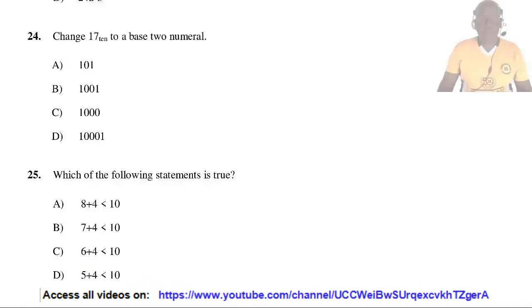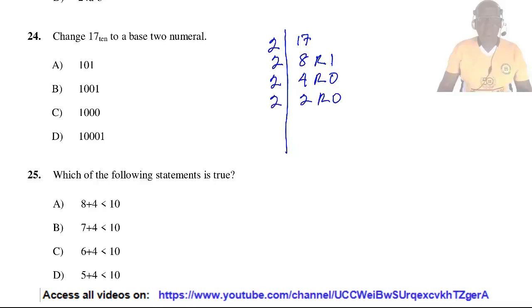Question 24. Change 17 in base 10 to a base 2 numeral. That is 17. We shall divide by 2. 2 goes into 17, 8, remainder 1. 2 goes into 8, 4, remainder 0. 2 goes into 4, 2, remainder 0. 2 goes into 2, 1, remainder 0. Then 2 goes into 1, 0, remainder 1. So the answer is 1, 0, 0, 0, 1, which is D.